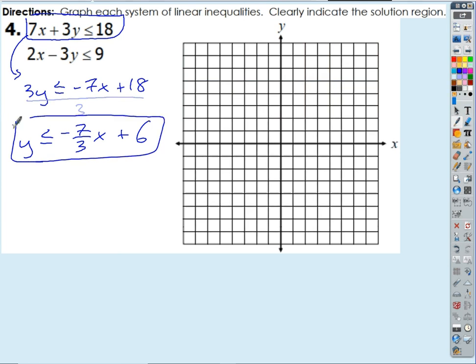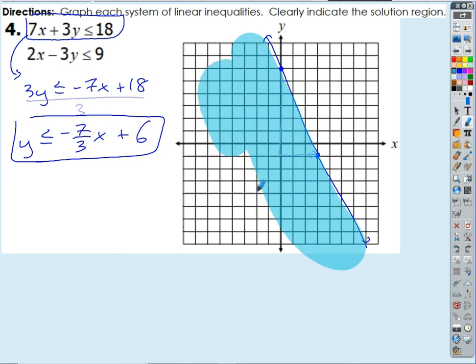Where do I start? 6. What's my slope triangle tell me to do? Down 7 over 3, good. Solid or dashed? Solid. Shading above or below? Below. Good. So there's that inequality. Okay. Now we're moving on. Part 2. This will be our red inequality.